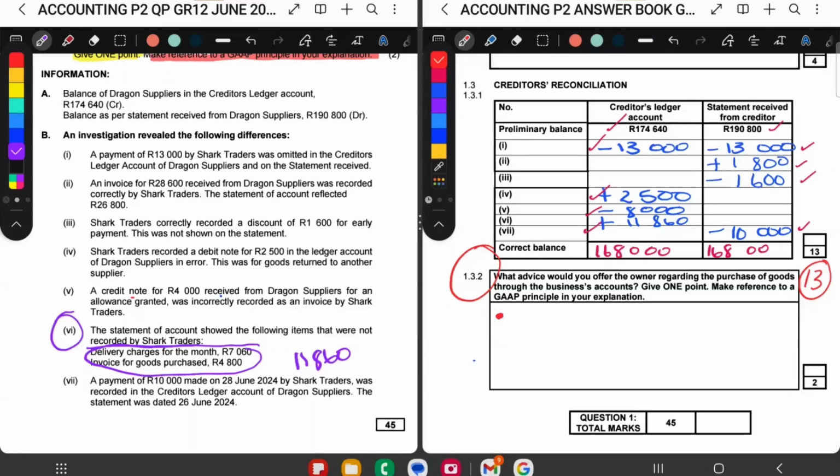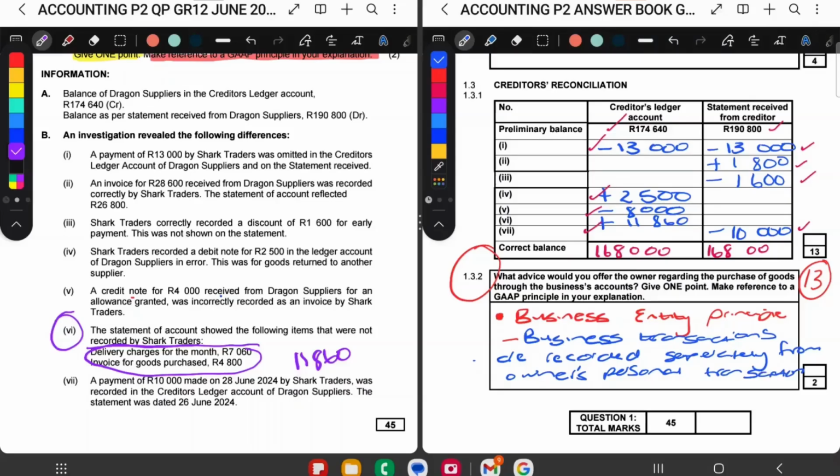Okay, so what advice would we give? So the first thing I would say is there's a GAAP principle called the business entity principle. The business entity principle says business transactions are recorded separately from the owner's personal transactions. And if you want to add something else, you can say personal transactions are normally recorded as drawings. So that's how I would explain that. And that's how you do the creditors reconciliation.